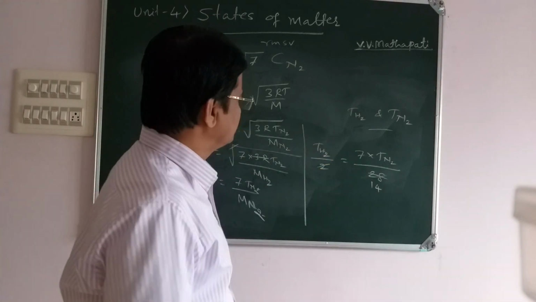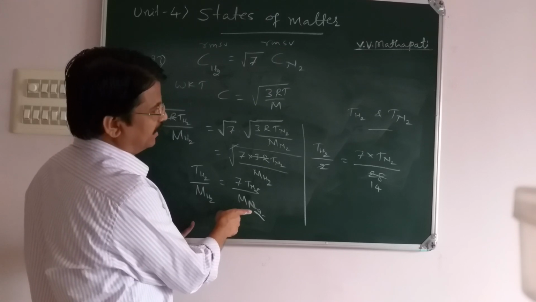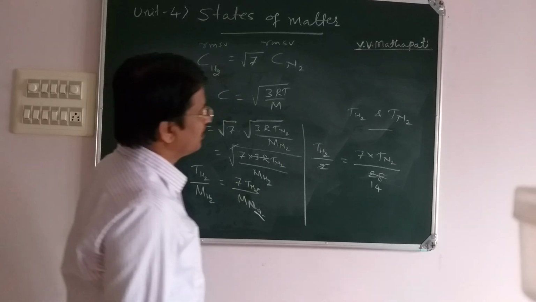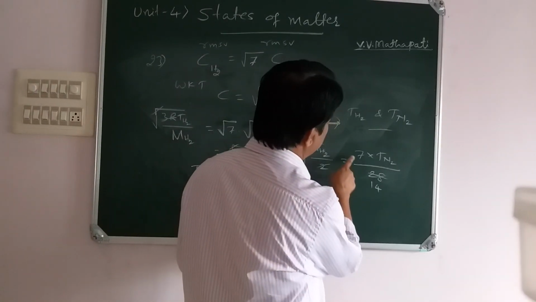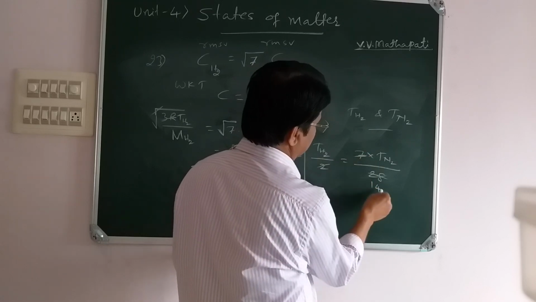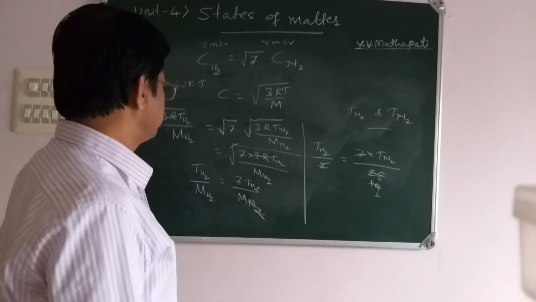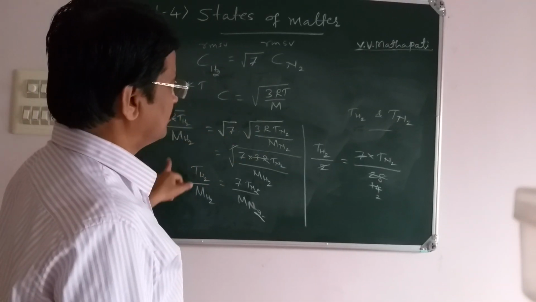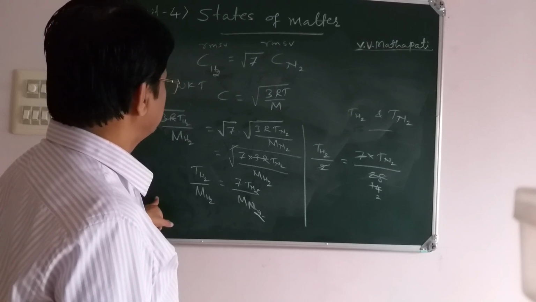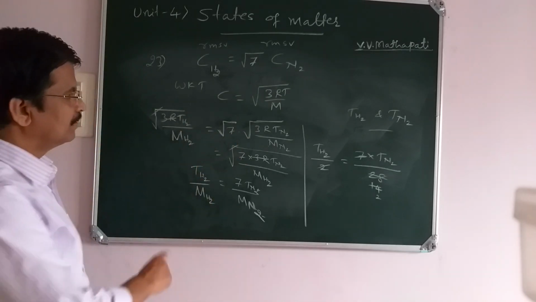7 by 14. Molecular mass of N2 is 28. Then 7 times, what's here? 7 by, once again, nitrogen, hydrogen given. 3RT, 3R cancel, T of S2 by T of N2, correct.